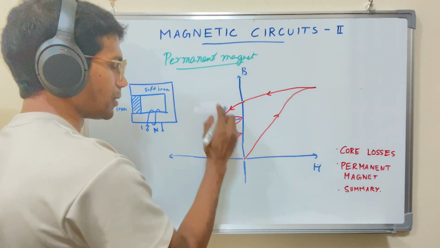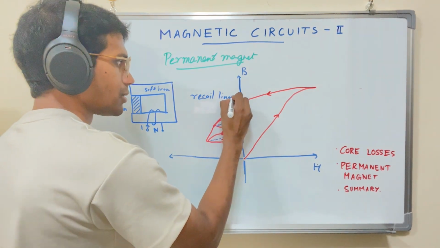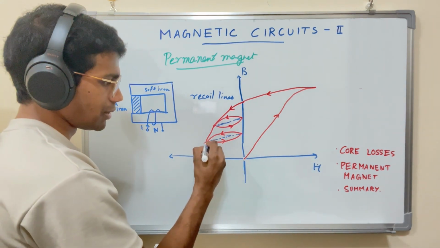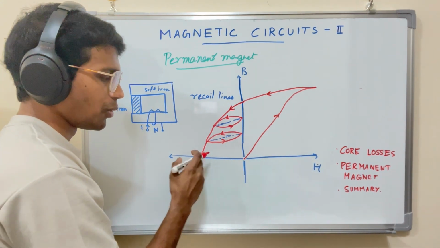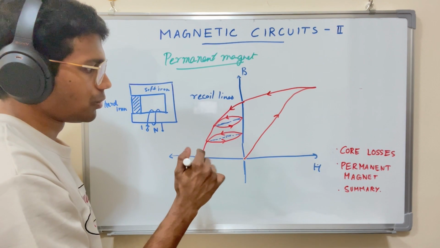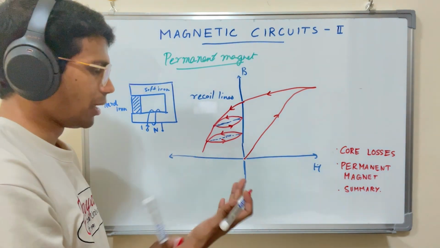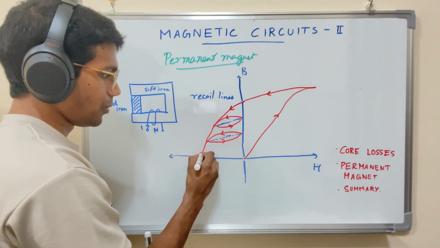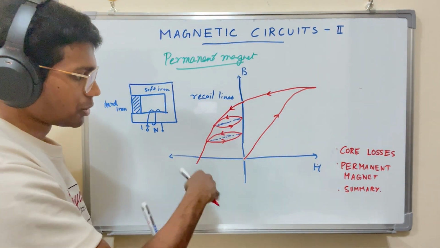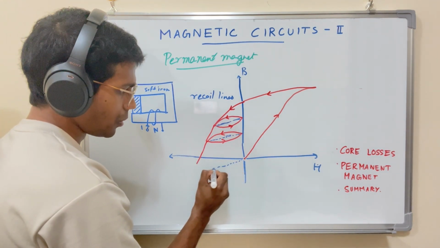That means these 2 lines are parallel, and these lines are called recoil lines, technically, because it's recoiling. And if we increase the H in the opposite direction even further, it's going to follow another recoil line, but they're all parallel. So technically, if we want to bring back our object to zero magnetization, with a completely removed H, we have to go beyond B equal to 0. So we have to magnetize it in the opposite direction so that we could get a line of the same slope here.